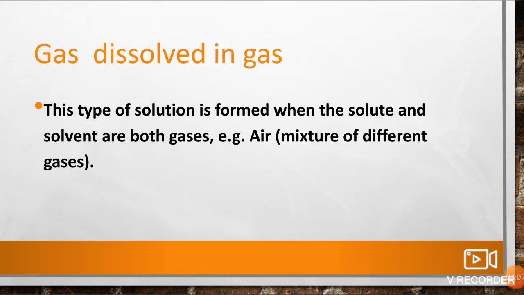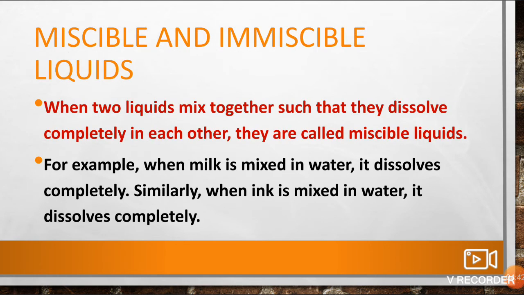Then the third type of solution is gas dissolved in gas. This type of solution is formed when solute and solvent both are gases. A very simple and good example is air. Air is a mixture of gases. You know that oxygen, nitrogen, carbon dioxide and other gases are mixed together. So air is an example of gas dissolved in gas. Just now we saw three different types of solution.